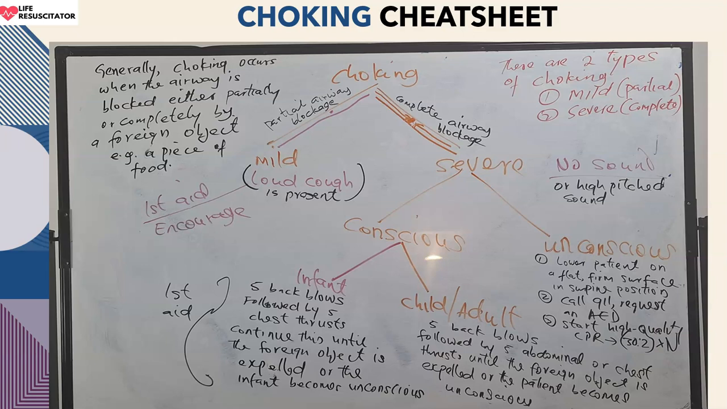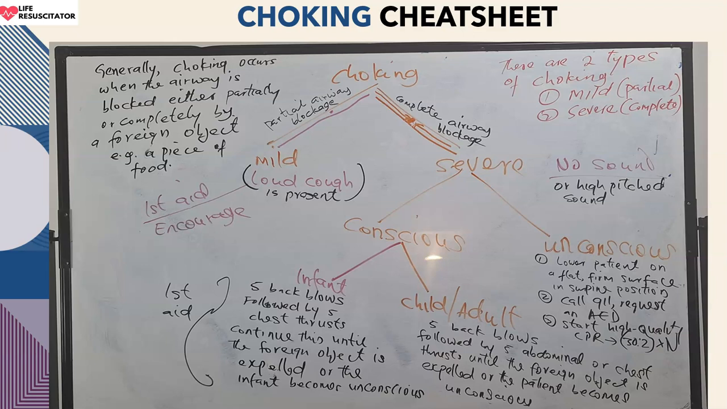Now, on the other branch, complete airway blockage is called severe choking. In this case, the airway is completely blocked at some point by a foreign object. When that happens, oxygen will not be able to go inside the body, and the body will not be able to expel carbon dioxide. So this is a very serious, critical condition to be in.